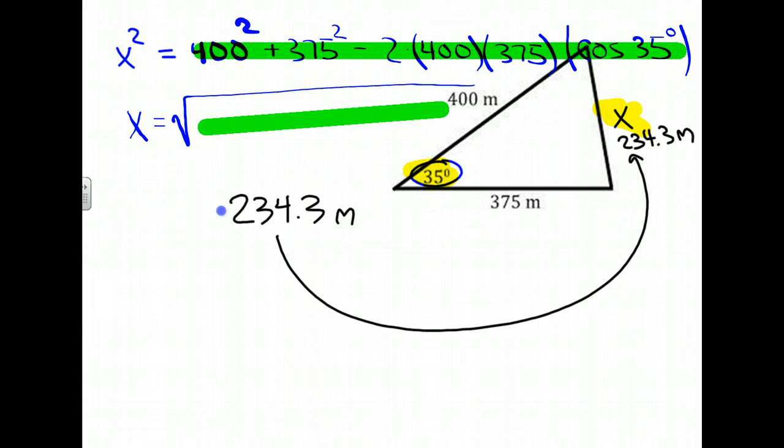So now we know one of the sides, right? Could we now find an angle? Could we find an angle now? Do we have enough information to find an angle? We have not found an angle yet. Let's look at finding an angle.